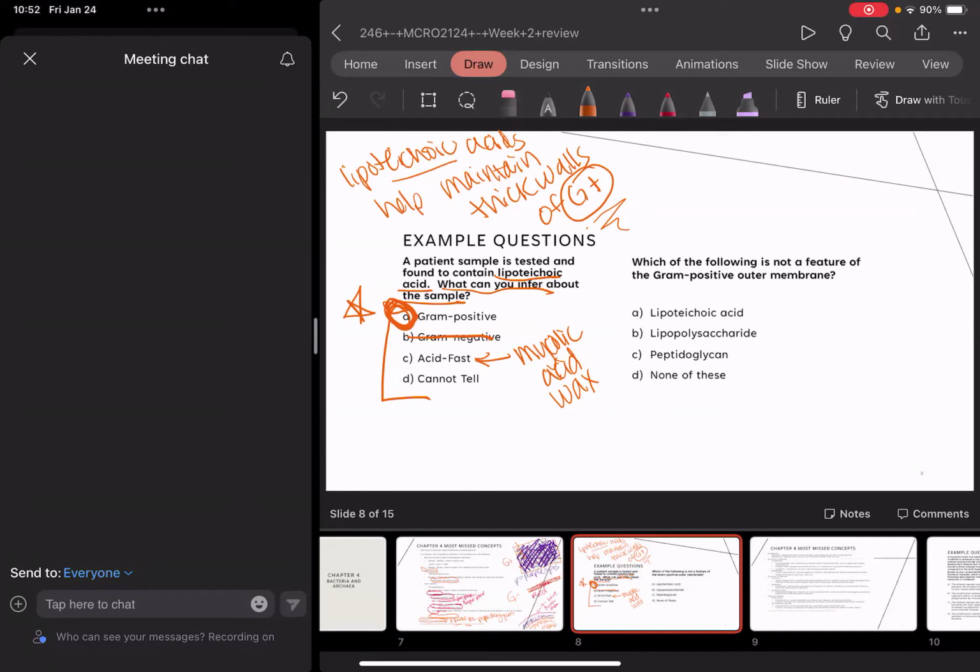So we can tell that this is going to be gram-positive. So this is not our answer either, right? So we know why gram-positive is our right answer. Next question. Which of the following is not a feature of the gram-positive outer membrane? Uh-oh. So you should be looking at this question and being like, excuse me, what? Because gram-positives have a thick cell wall, but they do not have an outer membrane.